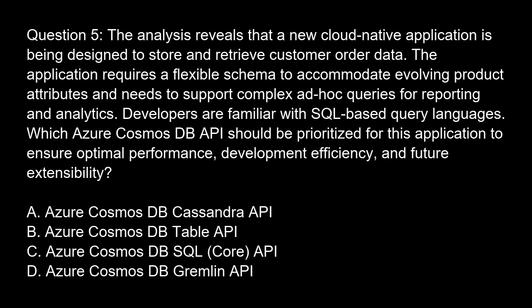Question 5. A new cloud-native application is being designed to store and retrieve customer order data. The application requires a flexible schema to accommodate evolving product attributes and needs to support complex ad hoc queries for reporting and analytics. Developers are familiar with SQL-based query languages. Which Azure Cosmos DB API should be prioritized for this application to ensure optimal performance, development efficiency, and future extensibility?